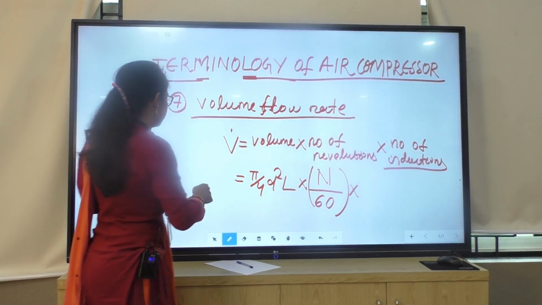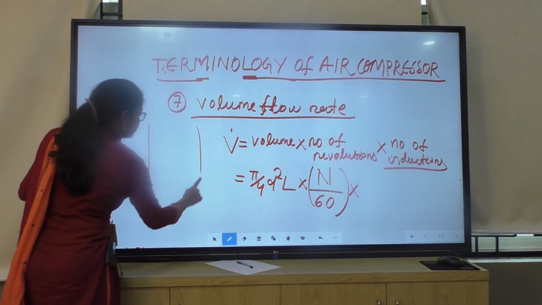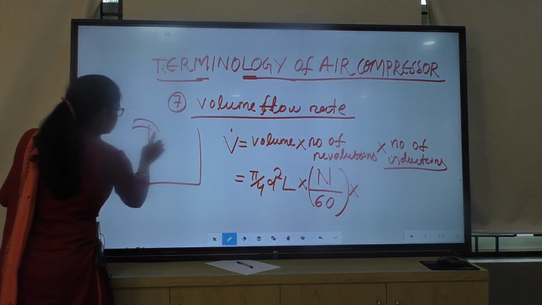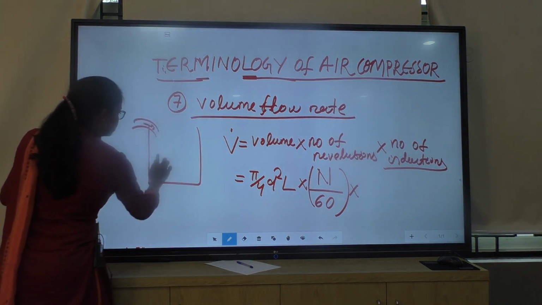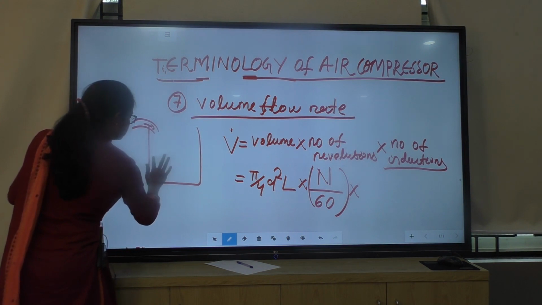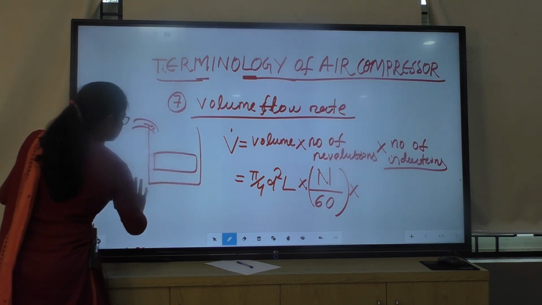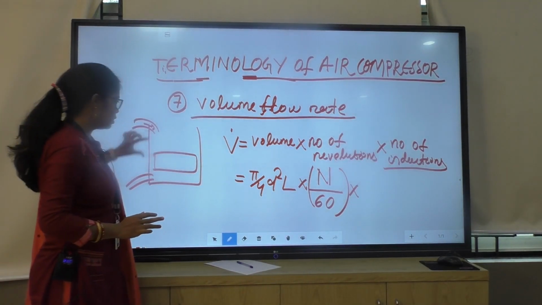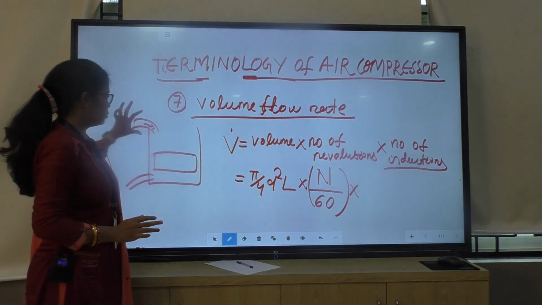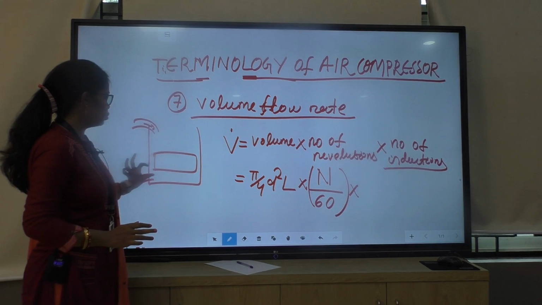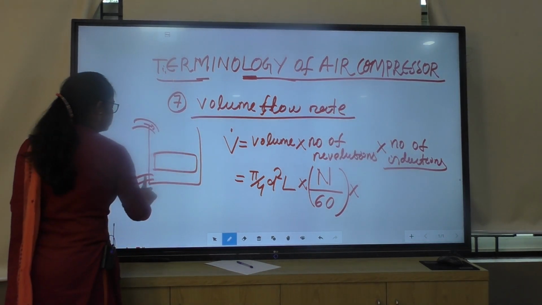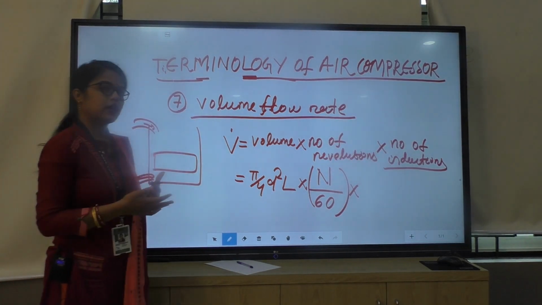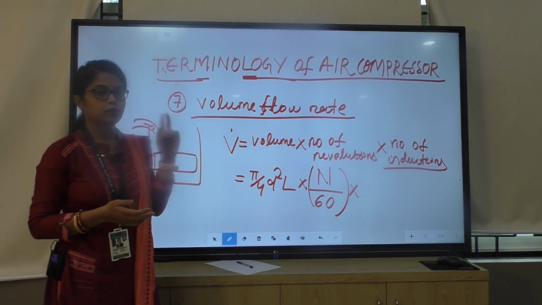That means in double acting, what happens? This is the induction, suppose this is the piston and this is another inlet. Clear? That means in one revolution there are 2 inlets, 2 inductions into the cylinder. Clear? That is why the number of inductions will be 2.